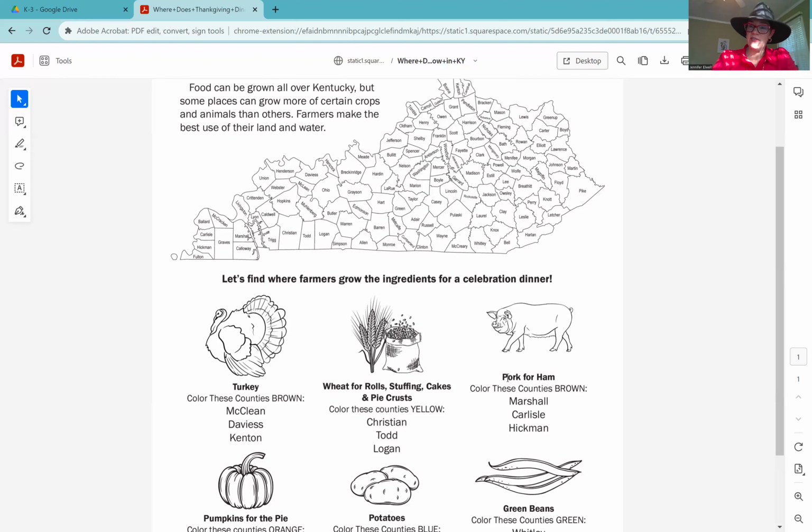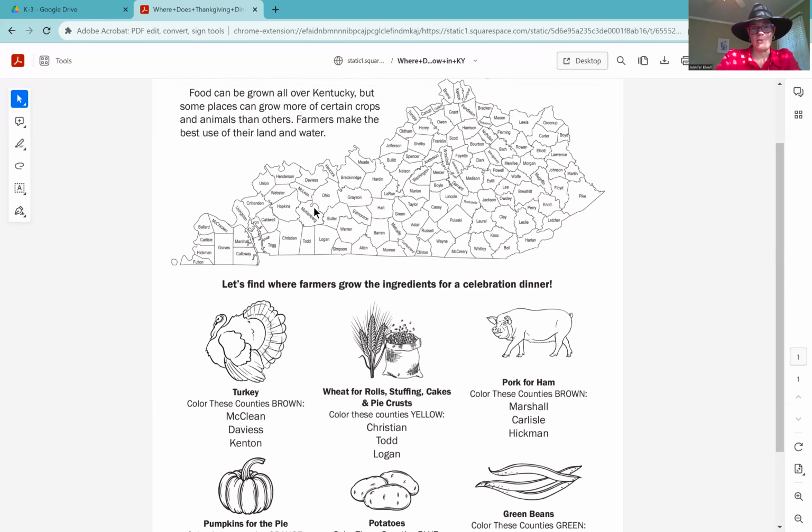Pork for ham, if you choose to enjoy ham instead of turkey, or maybe you do both. Most of our pork production is here in the Jackson Purchase area. However, we do have a large concentration of pigs in Daviess County as well. I just wanted to focus our turkey production there. I didn't want to put two counties in two different ingredients because that would just confuse the students. But just know that we have a lot of pigs up here on the river as well.